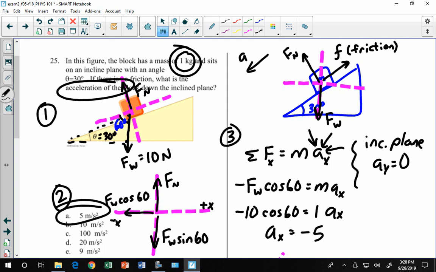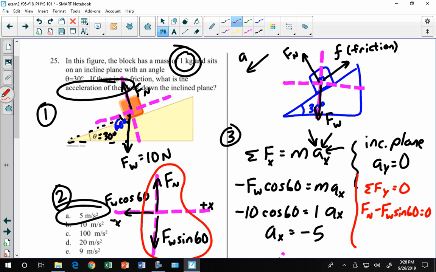Sum of the forces on the x, there's only one force. That's equal to max. Ax is what I'm looking for. And so I solve that for ax. Look, I can also write the sum of the forces in the y direction. They would look like this. Sum of the forces in the y equals 0, and it's going to be Fn minus Fw sine 60 equals 0. I'm just looking at this axis.